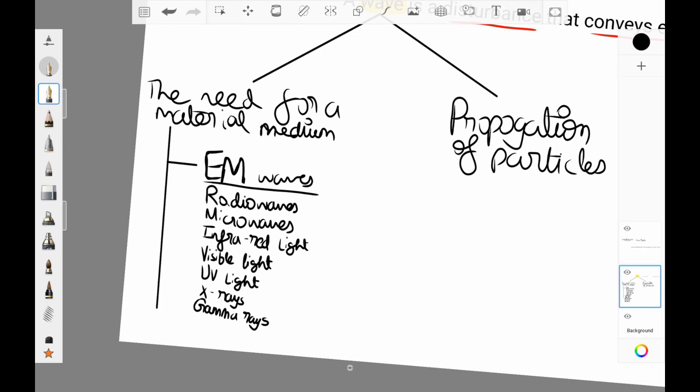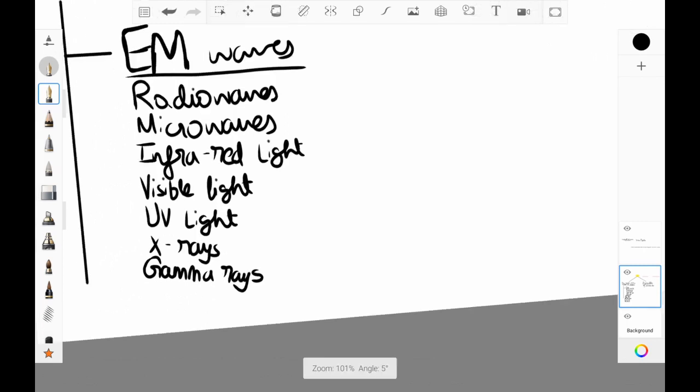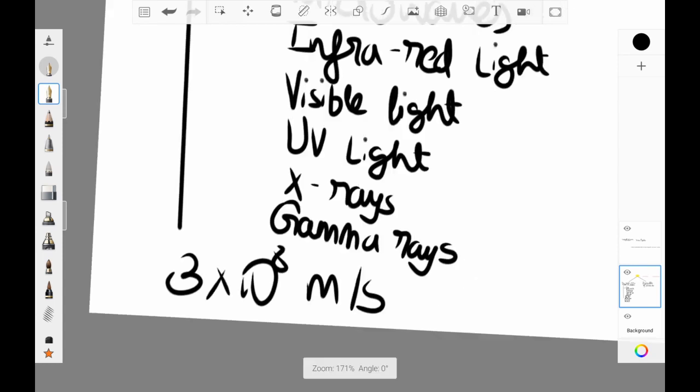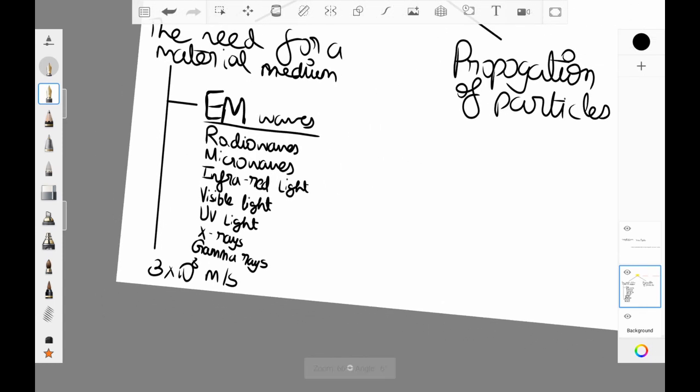And all EM waves travel at the speed of light, which is 3 times 10 to the power 8 meters per second. Let's write that down. 3 times 10 to the power 8 meters per second. Sorry, not square, meters per second. And this is a speed that you need to know, especially for MCQs. And you'll understand why later on in the video.